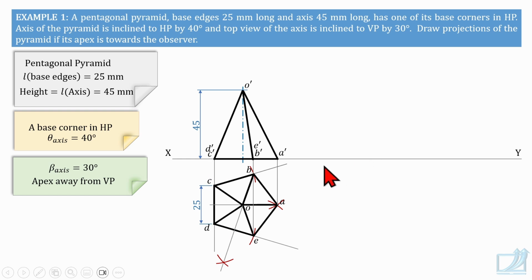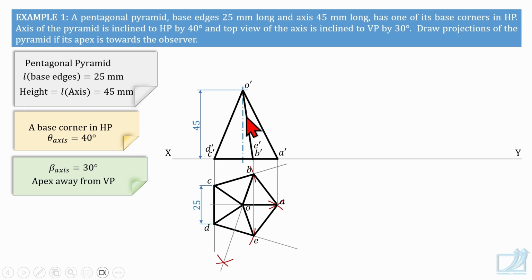So here this is the first stage or first pair of views, front view and top view. First pair of views, top view below the XY line and front view above the XY line, because you all know that we use the first angle method of projections.